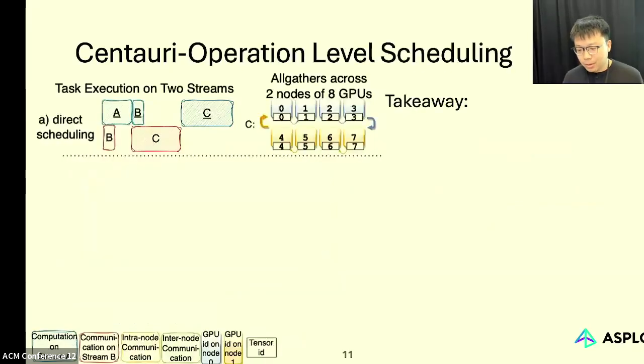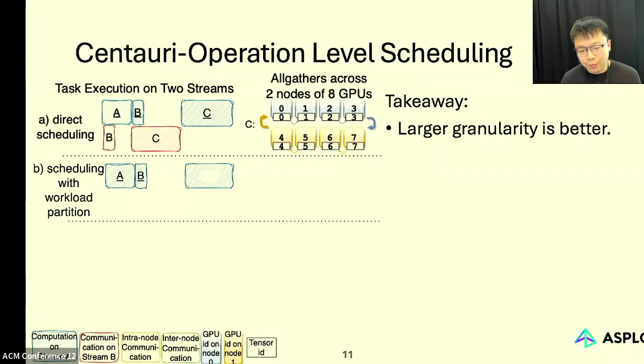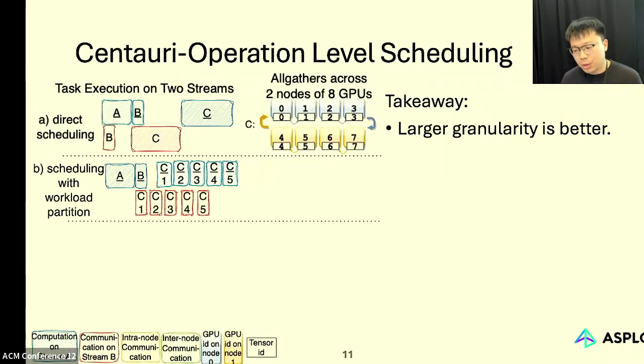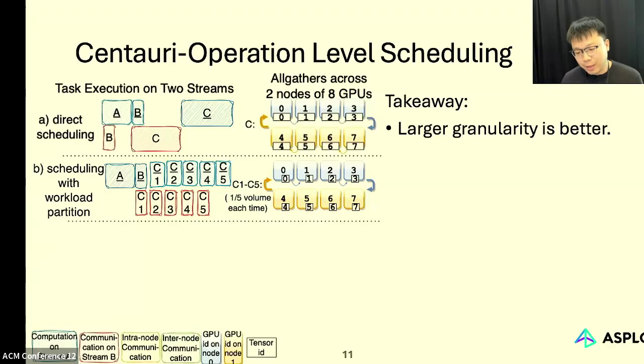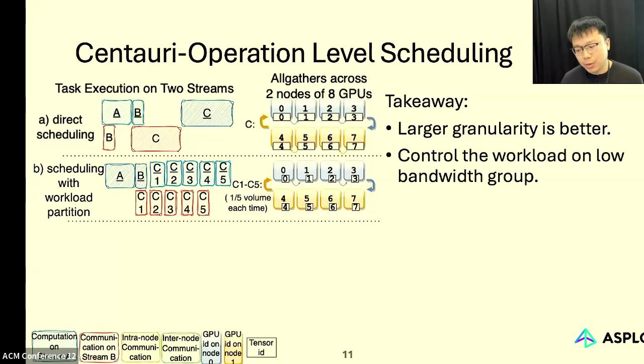So after partitioning, another key question is how to schedule. First, we perform scheduling at the operation level. And our takeaway here is that logical granularity is better. Therefore, as shown in figure B, we introduce workload partition to more effectively pipeline communication and computation, and therefore eliminate the bubbles. And our second takeaway is to control the workload on the low bandwidth group.